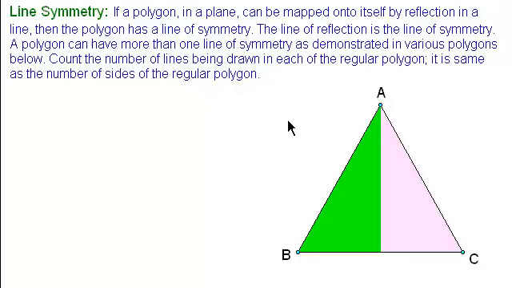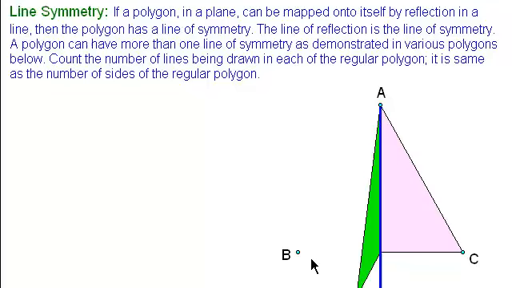We would like to find out how many lines of symmetry we can have for an equilateral triangle, because we are discussing regular polygons. As it says, a line of symmetry means the figure can be mapped onto itself. So I'm going to find the first line of symmetry of this equilateral triangle. Let us draw this. This is the line of reflection, and it is going to be the line of symmetry.